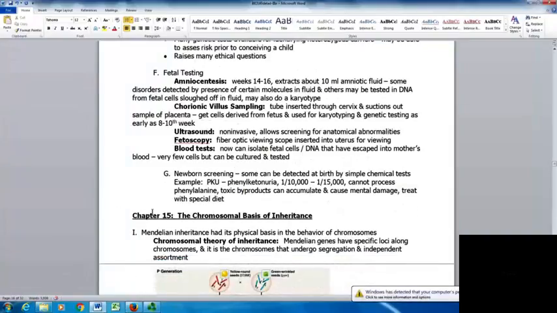You can also do some screening after birth with newborns. Some things can be detected with simple chemical tests, such as PKU, phenylketonuria. This affects 1 in 10,000 to 1 in 15,000. These individuals cannot process phenylalanine. They produce toxic byproducts when they consume it, and they can accumulate, causing mental damage. This can be treated by having the individual be aware and choose to consume a special diet.